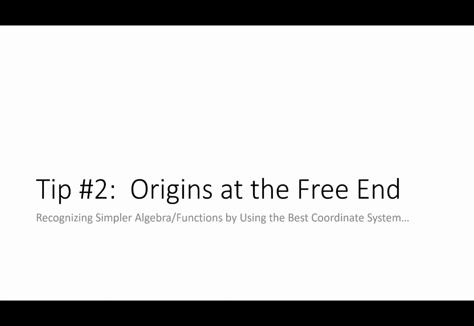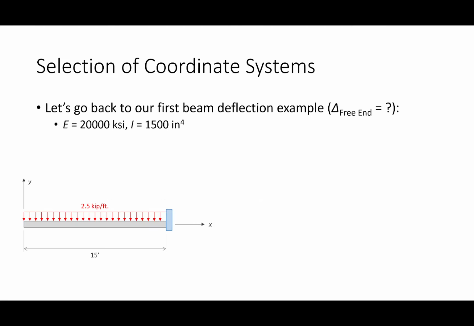The beam doesn't care. The answer is the answer, okay? But that doesn't mean that you can't make your life easier, okay? So I want to show you some examples. Let's take a look at this. This was the very first problem that we did when we were looking at deflections. I have a cantilevered beam. I have a 2.5 kips per foot distributed load, 15 foot long. Here's the E value, there's the I value. And I think the deflection was something like 0.911 inches, something about like that. Okay?